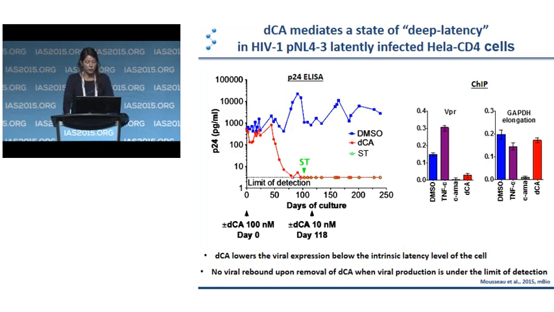In these cells, we can use different activators to reactivate the provirus from latency, such as SAHA, which is an HDAC inhibitor, or prostratin, a PKC activator, or cytokines such as TNF-alpha. And in all cases, we were able to show that the presence of DCA drastically inhibited this reactivation from latency.